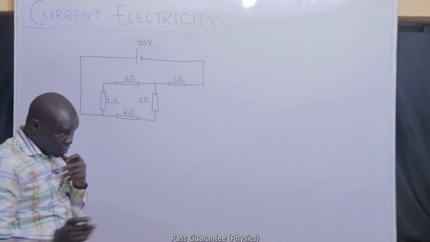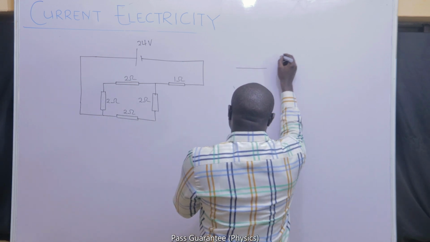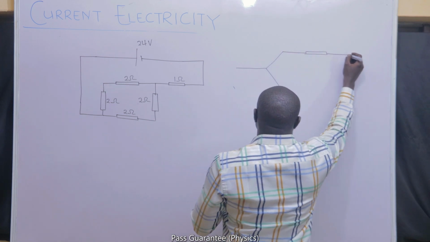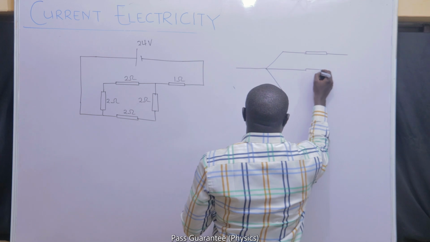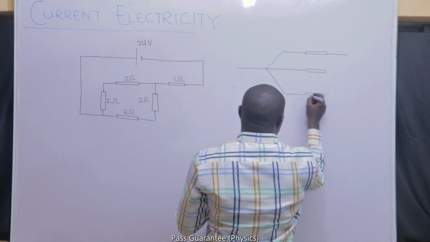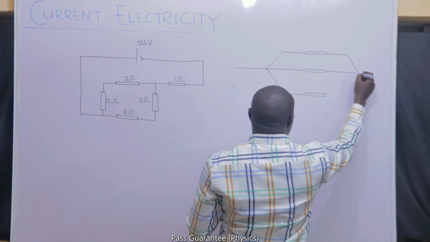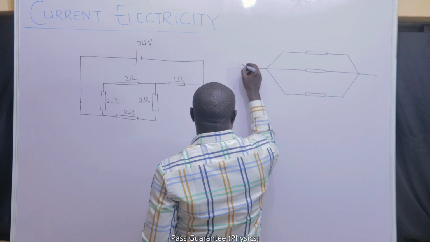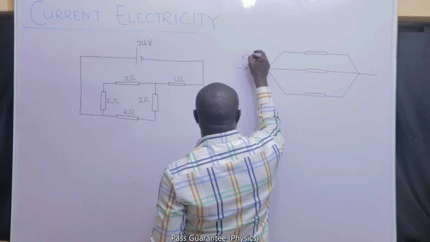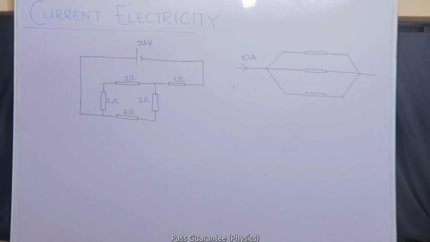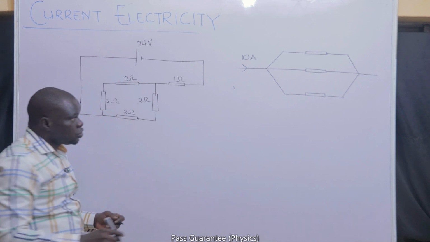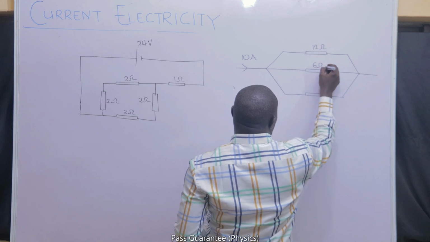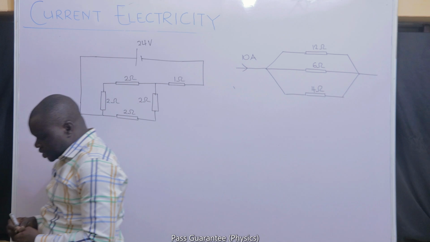Another one is this. We have a current of 10 amperes coming into that junction. We have 12 ohms, 6 ohms, and 4 ohms. So we are going to start to work with that.